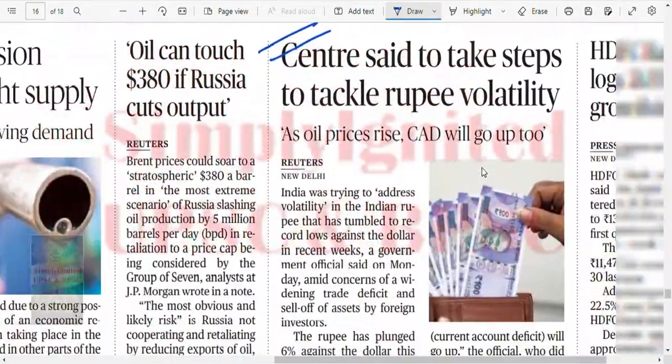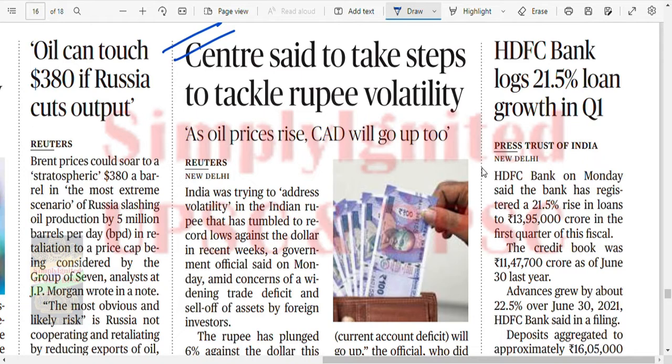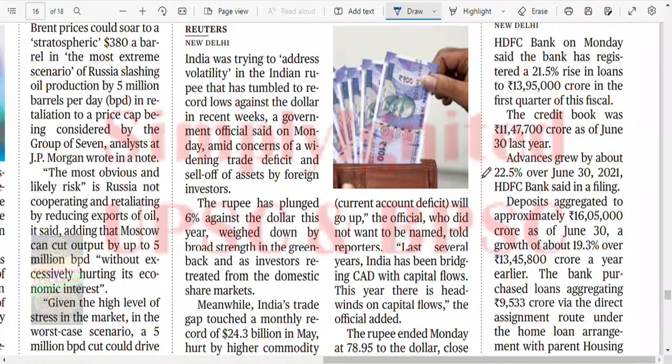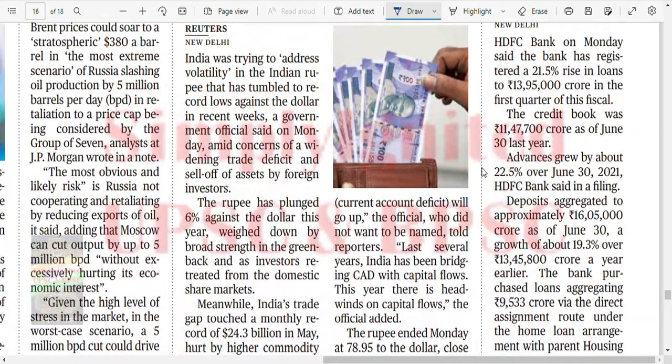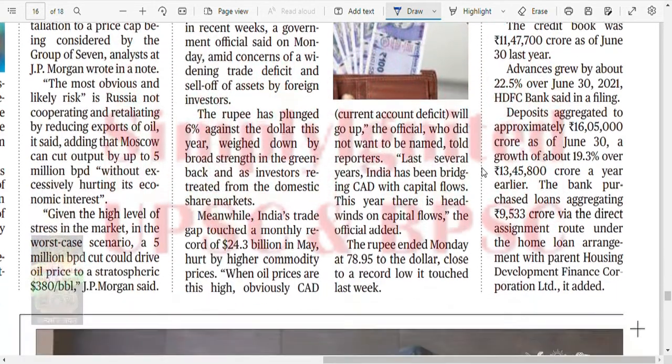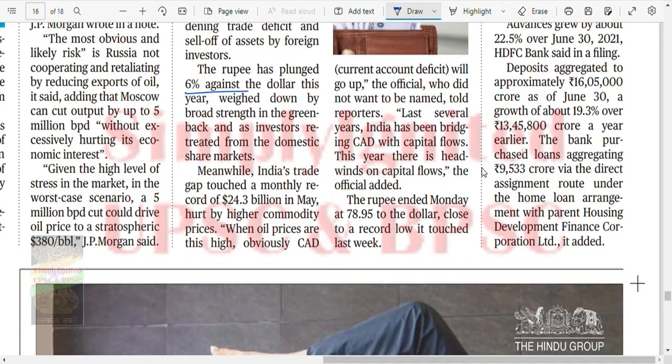Centre said to take steps to tackle rupee volatility as oil prices rise. The current account deficit will go up. India is trying to address volatility in the Indian rupee, which has tumbled to record lows against the dollar in recent weeks, the government officer said on Monday, amid concern of a widening trade deficit and sell-off of assets by foreign investors. The rupee has weakened 6% against the dollar this year, weighed down by broad strength in the greenback.